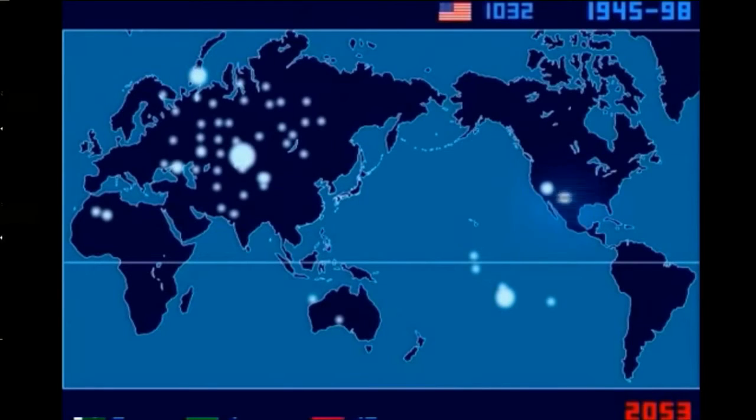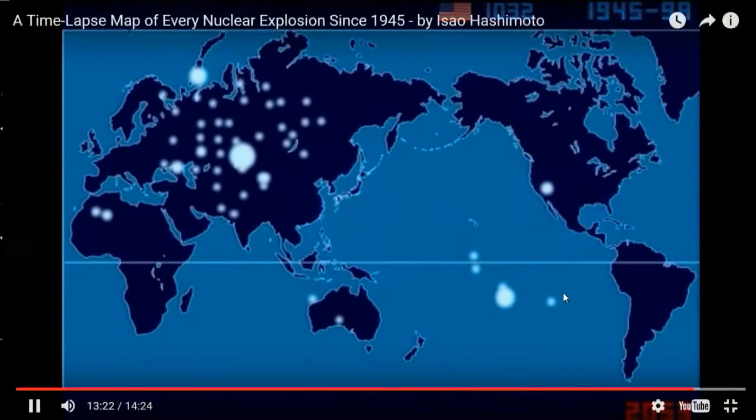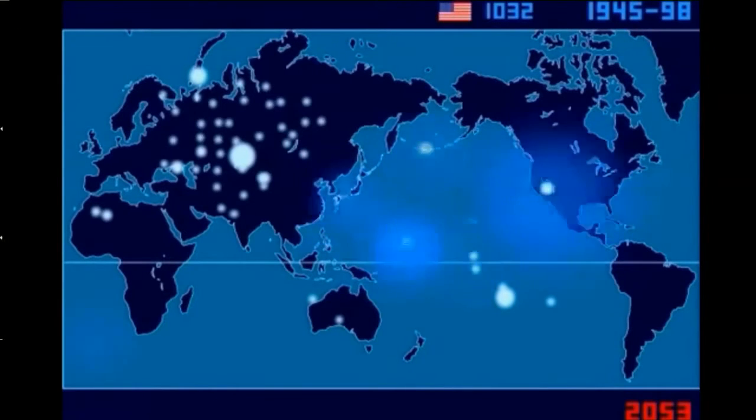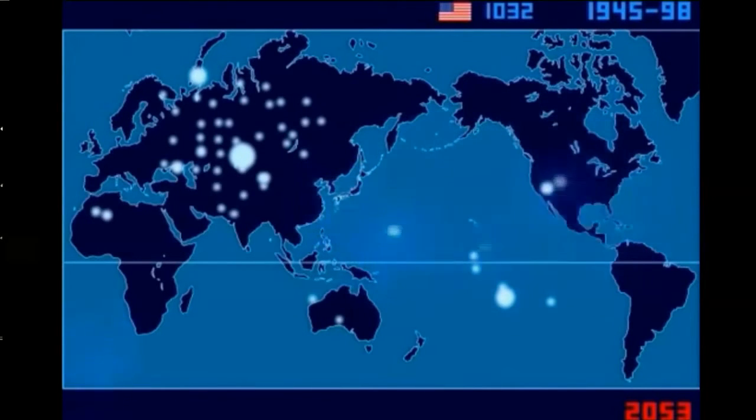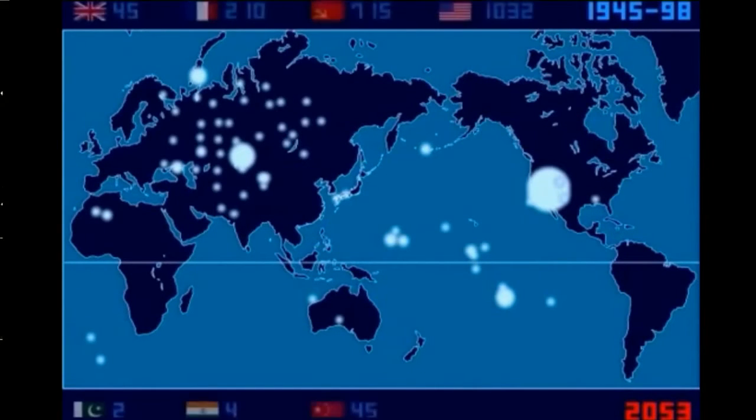So the size of the circles just represents frequency. This is the United States. This is 1,032 nuclear bombs that they've detonated all over the place, mainly in the Pacific, lots in New Mexico.